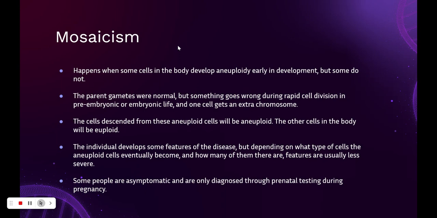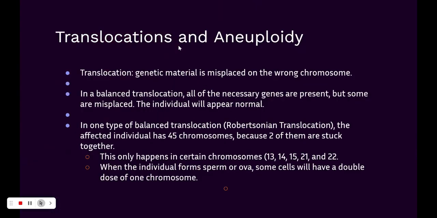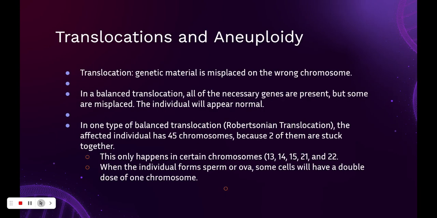So you may have somebody with a mosaicism of trisomy 21, and they have some features of Down syndrome, but they function at a much higher level, and they have fewer incidents of the diseases associated with Down syndrome. Okay, now we're going to get to the trickiest part.